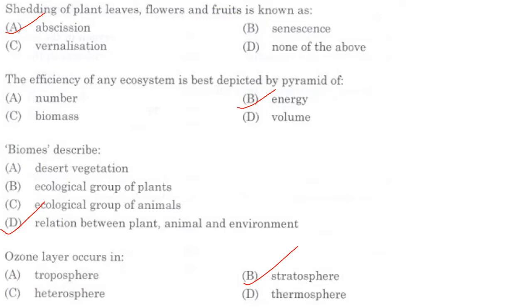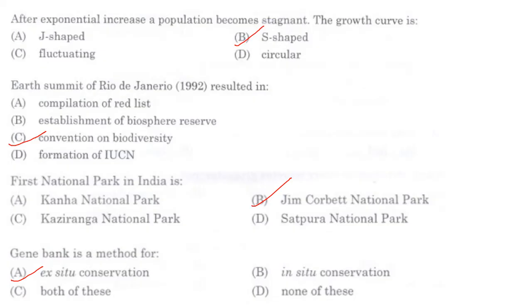Answer is option B. Biomes describe the relation between plant, animals and environment. Answer is option D. Ozone layer occurs in the stratosphere. Option B. After exponential increase, a population becomes stagnant. This is usually seen in S-shaped growth curves, just like the bacterial growth curve. So after the exponential phase, the population becomes stagnant in the case of an S-shaped growth curve.